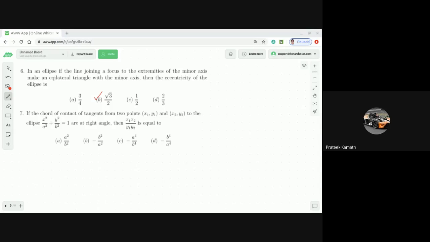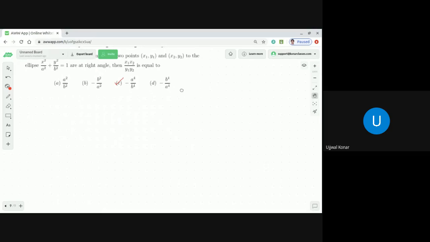Sir, is it C? Yes, you are correct. It is indeed C. Tejas, you got C? Yes, sir. C. Correct, you are right. It is C indeed. Let me proceed to the next question.